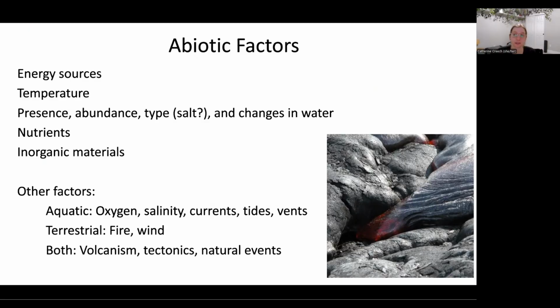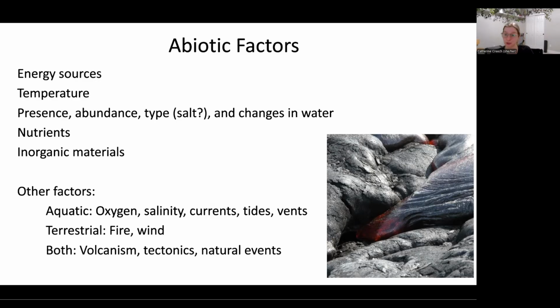We're going to look at overall temperature. Is it cold? Is it hot? Is it frozen? Is it near this lava and absolutely boiling? We're going to look at the presence and abundance and type of salt in the water, or different types of ions dissolved in the water and how that affects who can grow there. So salt water is very different than fresh water, basic water, acidic water. All of that makes a difference in what kind of plants can grow in your ecosystem.